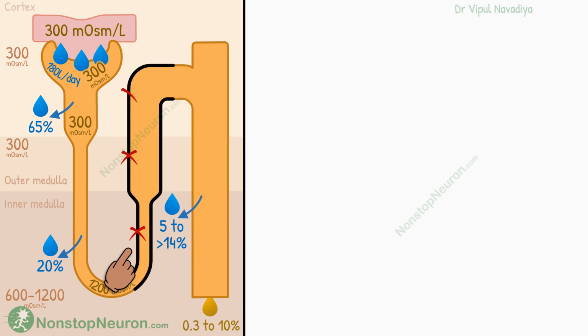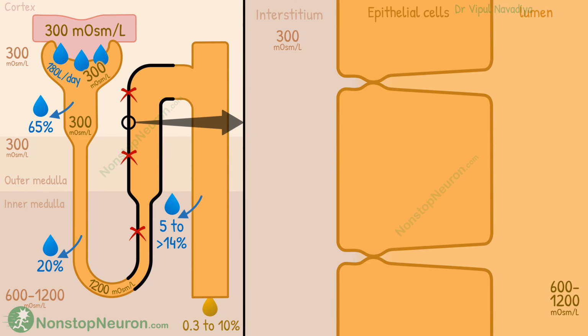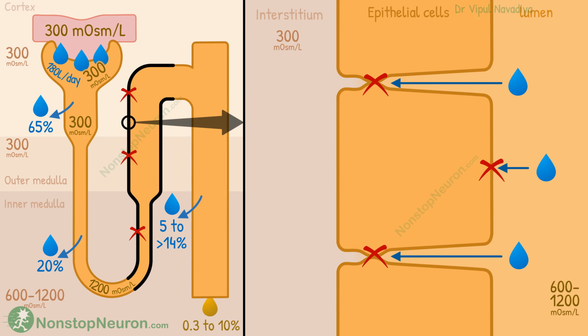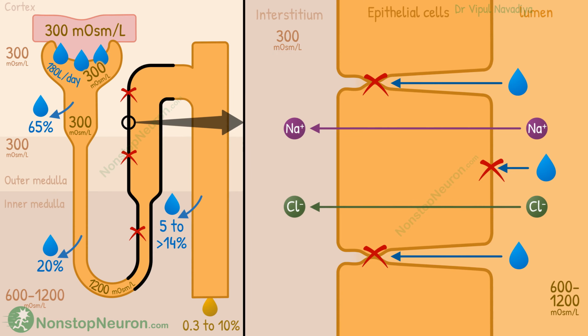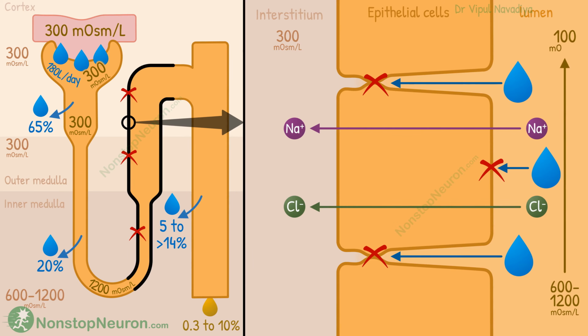The thin ascending limb, thick ascending limb, and early distal tubule are impermeable to water. The cells here have no aquaporins. And the tight junctions between the cells are tight enough to restrict water movement. So water is not reabsorbed from this portion. But the solutes are reabsorbed actively. So the luminal fluid gets diluted. The osmolarity of fluid leaving this segment can get as low as 100 milliosmoles per liter. So this portion is also called the diluting segment.